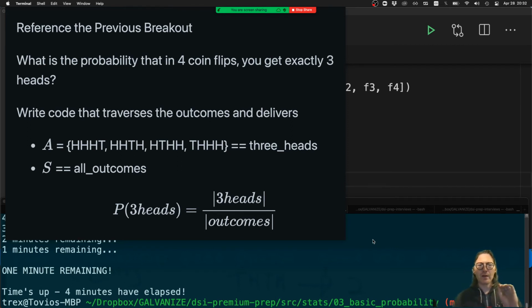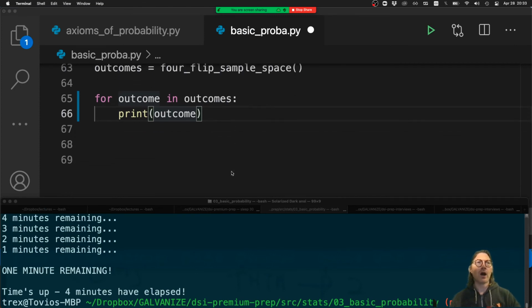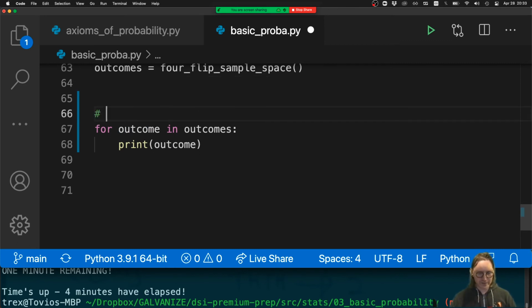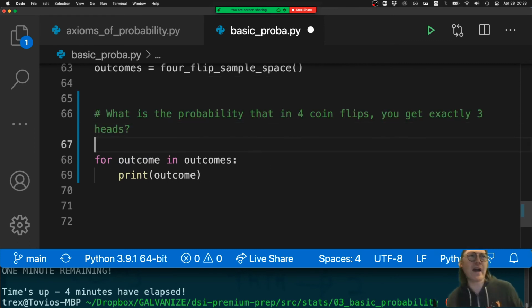Okay, so what I'm going to walk you through is essentially a thing that you'll need to be able to do. You need to be able to create a sample space, and go through that sample space and filter out the subset of interest. And then we can ask the question, what is the probability of getting one of those outcomes? So in this case, we're considering the probability in 4 coin flips. What is the probability that in 4 coin flips you get exactly 3 heads?